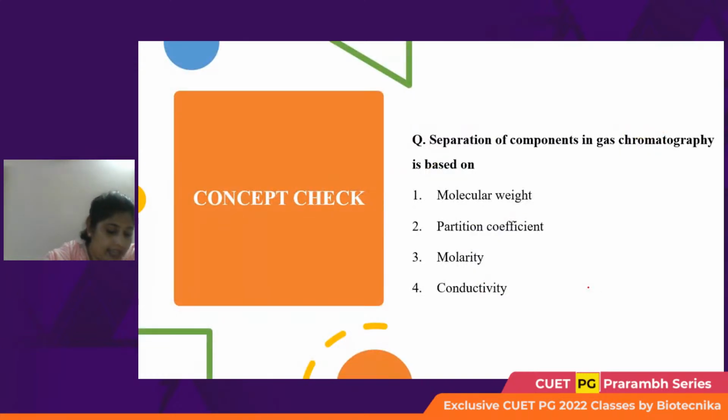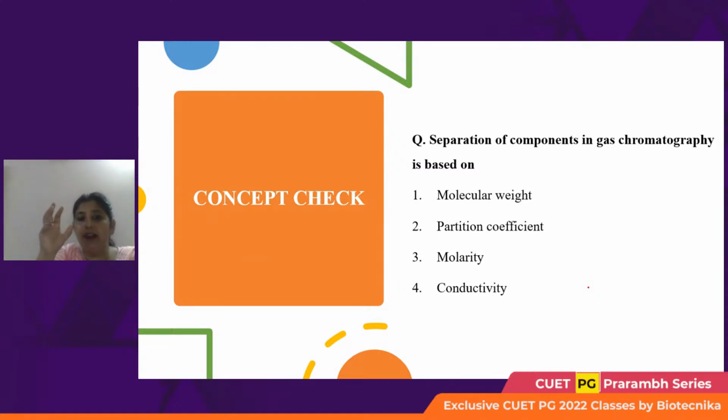So quickly let's answer a few questions. Separation of components in gas chromatography is based on what? Is it based on molecular weight, partition coefficient, molarity, or conductivity? Yes. Can you quickly answer this question?